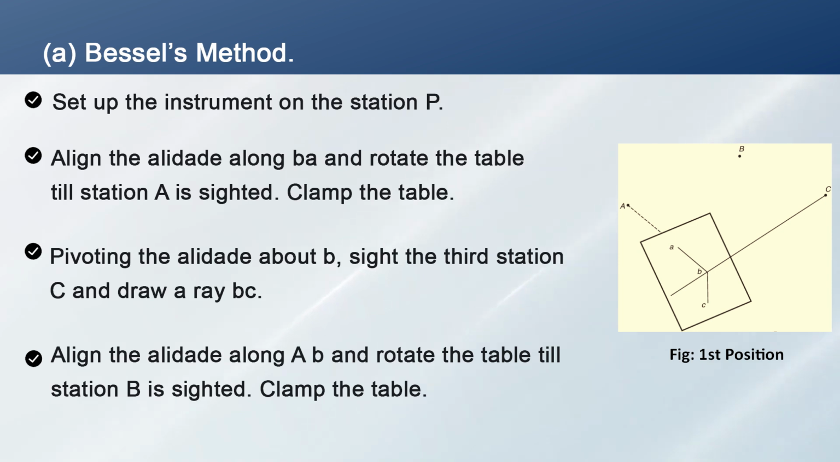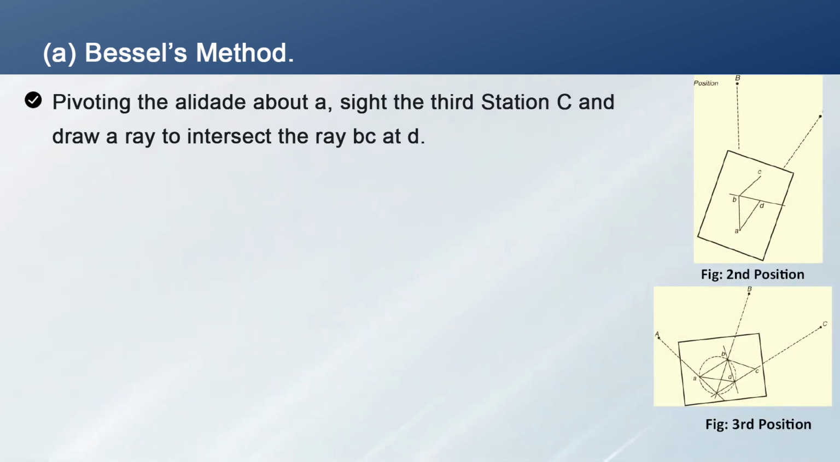Align the alidade along a to b and rotate the table till station B is sighted and clamp the table. Pivoting the alidade about small a, sight the third station C and draw a ray to intersect the ray small bc at D. You can see it in the given figure 2.